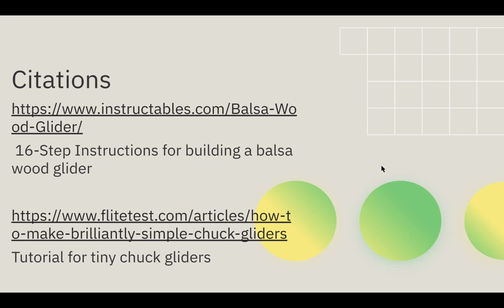And these are just some of our references, which include a standard 16-step instruction for building a balsa wood glider and a tutorial for tiny chunk gliders, which are gliders, but more like darts.